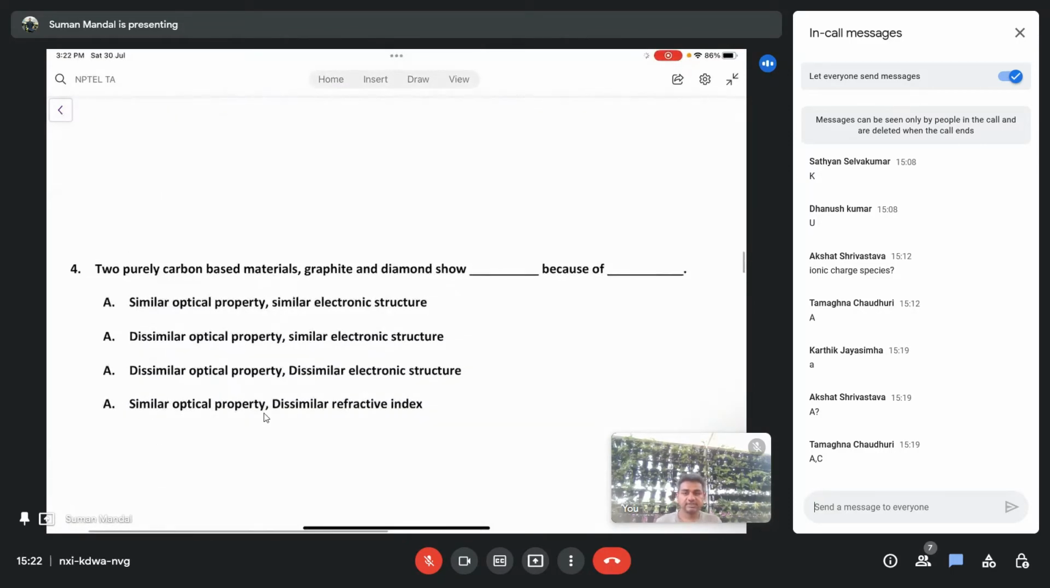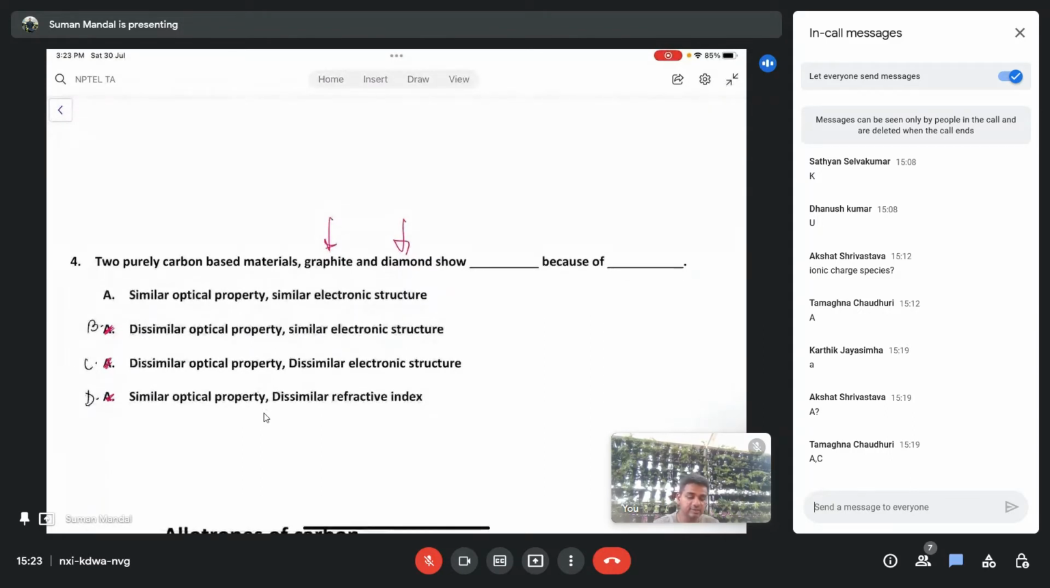Okay. So you would have heard about graphite and diamond. Both of them are carbon-based materials. Sorry for this mistake. Options B, C, D. Do they have similar optical property and similar electronic structure? Do they have dissimilar optical properties but similar electronic structure? Do they have dissimilar optical property and also dissimilar electronic structure? Or do they have similar optical property but a dissimilar refractive index? What do you think is the answer here?